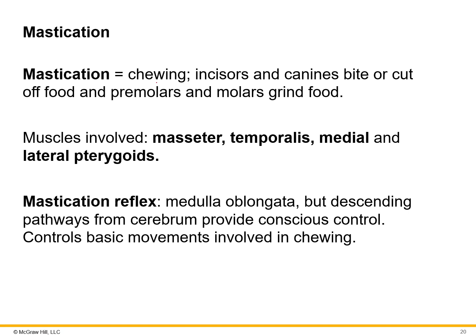The process of mastication is just the chewing, which includes our teeth, so our incisors and canines that are going to bite or cut the food, and then our premolars and molars grind the food. Different muscles involved: the masseter, which kind of goes along with the name, the temporalis, and medial and lateral pterygoids. And then we also have what's called the mastication reflex. This is controlled by the medulla oblongata in the brainstem. But that descending pathway from the cerebrum provides conscious control. And then we have this mastication reflex controlling basic movements involving our chewing.